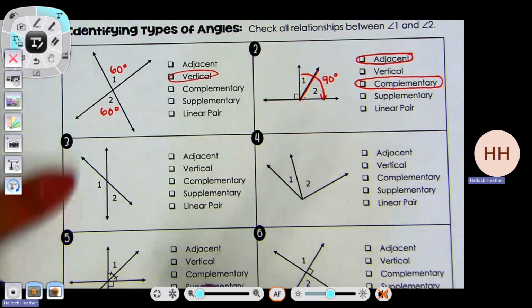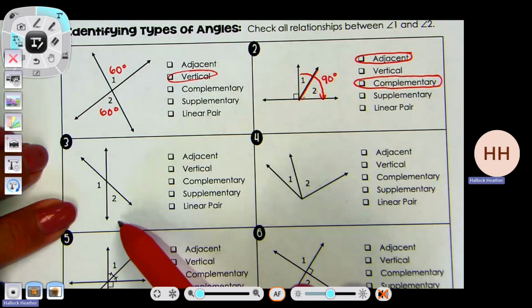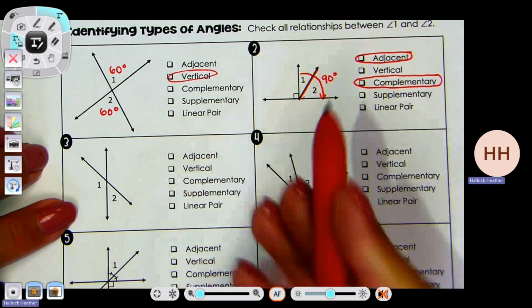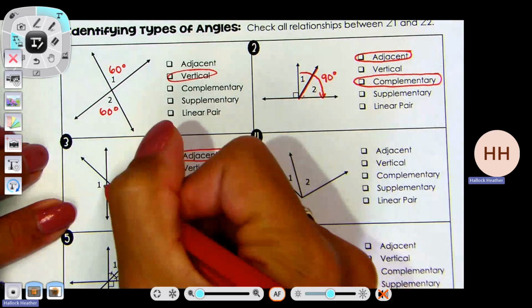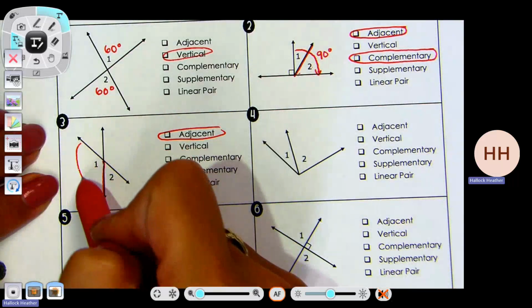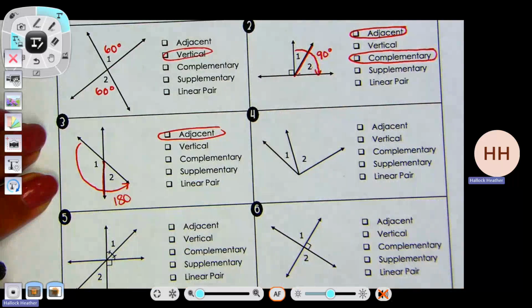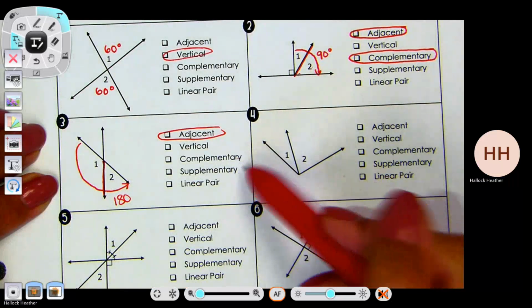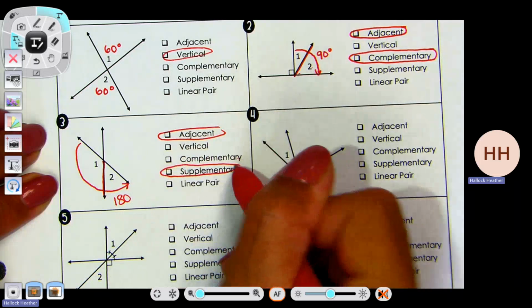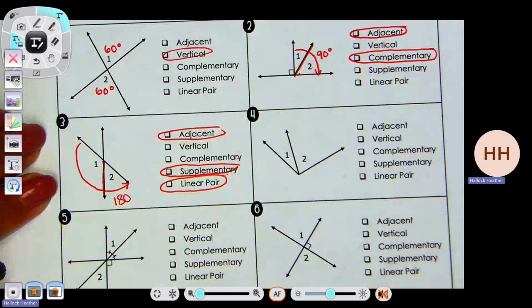For number 3, it looks very similar to number 1. We have a crisscross. They are not across from each other, so they are not vertical this time. So what would these be? This has like 3 correct answers. Adjacent, because they're touching. They share a common side, so they share this part. If I added 1 and 2 together, how much would that add to make? Oh yeah, 180. I thought you said 90. So 180. Is that complementary or supplementary? Supplementary. And anytime that is adjacent and supplementary, it's also a linear pair. Okay, good. We're catching on.